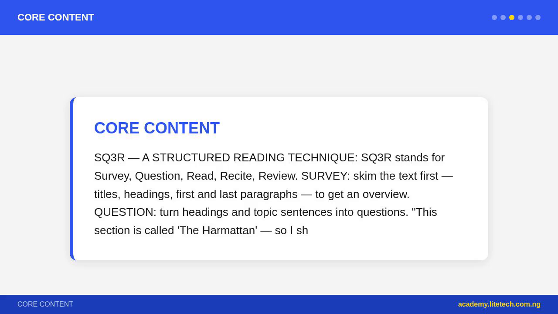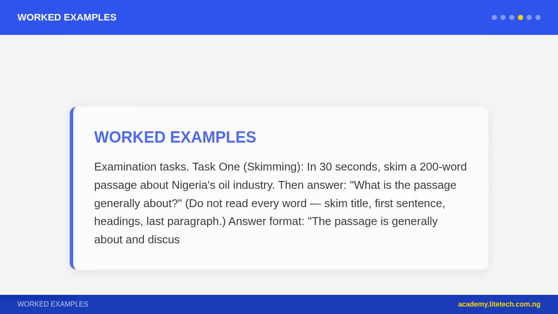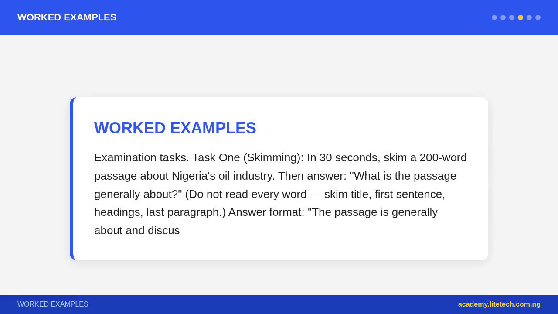Nigerian reading context. Read a variety of text types, Nigerian news websites, novels by Chinua Achebe, Chimamanda Adichie, Wole Soyinka, past WAEC comprehension passages, science textbooks. The WAEC comprehension passage is usually 400 to 600 words. Learn to skim it in 2 minutes, identify the main idea, then answer specific questions using scanning and intensive reading.